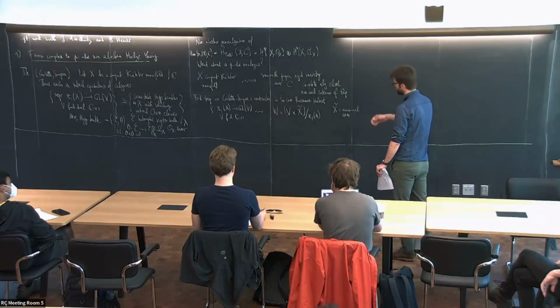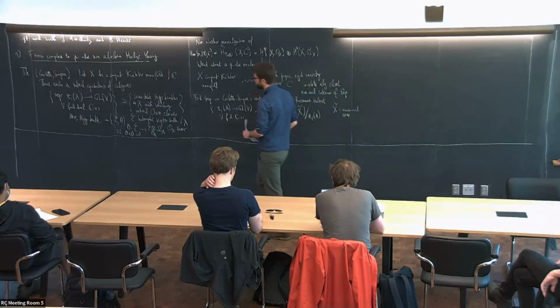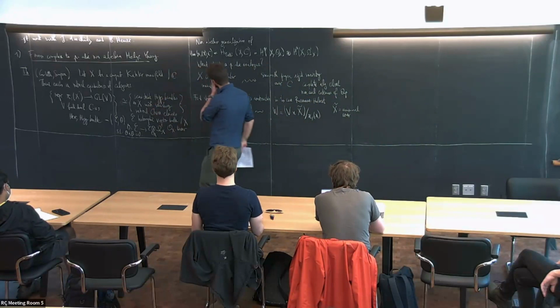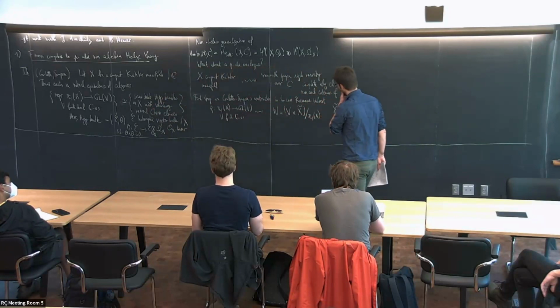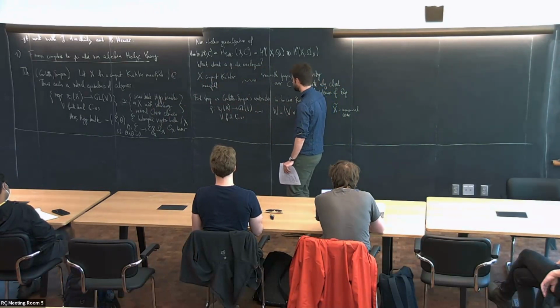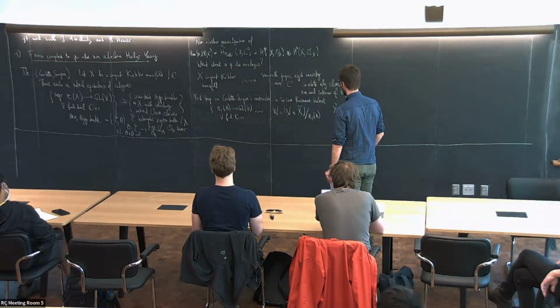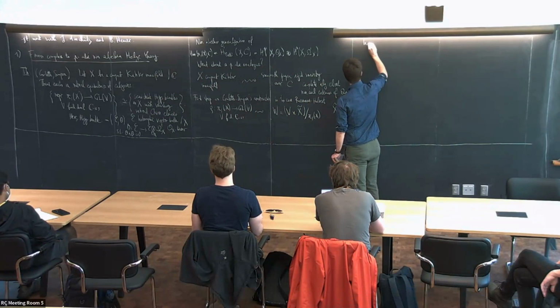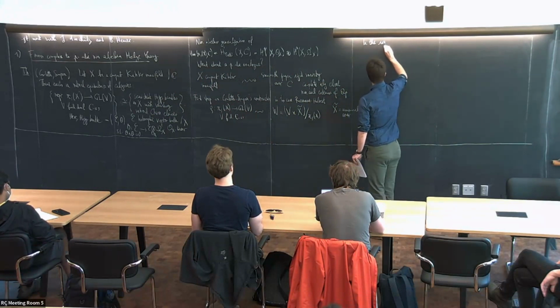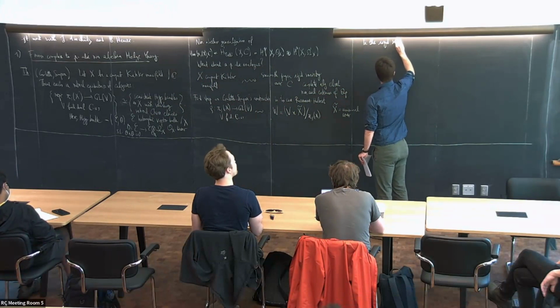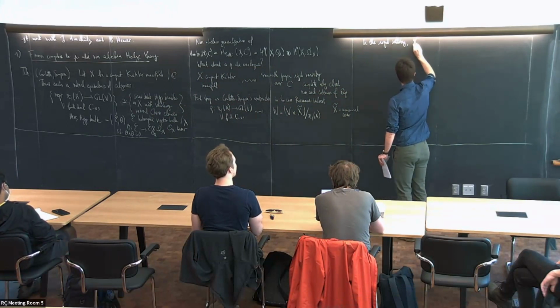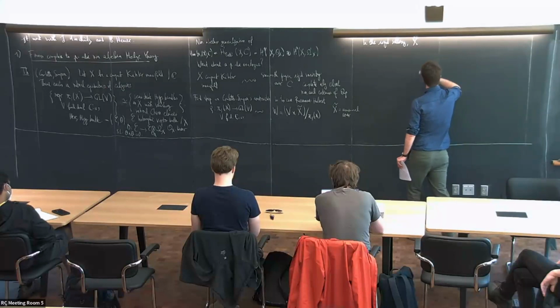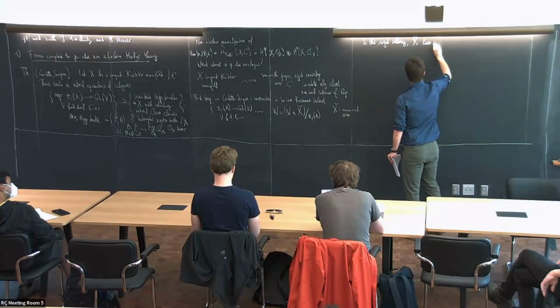This comes with a flat connection, and then you need to do some hard work to get the Higgs bundle associated to this. But already this first step is a priori problematic in the rigid analytic setting. In the rigid setting, the universal cover does not really make sense as a rigid space.